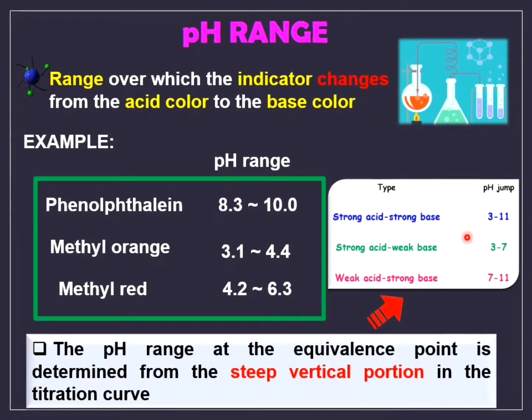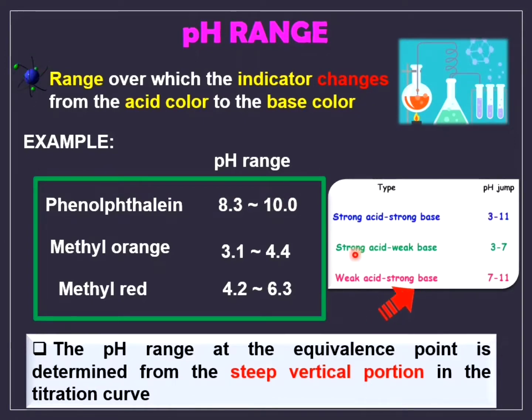So the pH jump, you need to know in order to sketch the titration curve. Okay, I'll show you. If you use strong acid and strong base, the pH jump is between 3 to 11. See, between 3 to 11. So for strong acid and strong base, actually you can use any indicator because this range is included in this pH jump. But the normal indicator that we use is phenolphthalein. Is this range included in here? Yes, it can fit, so it is acceptable.